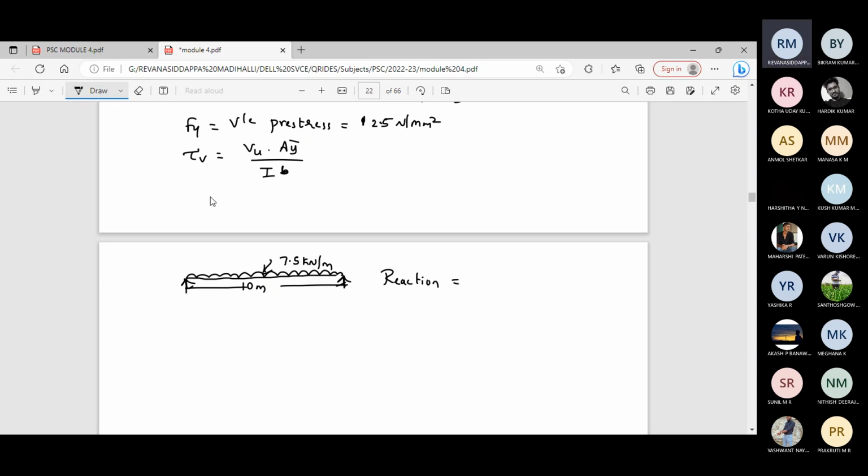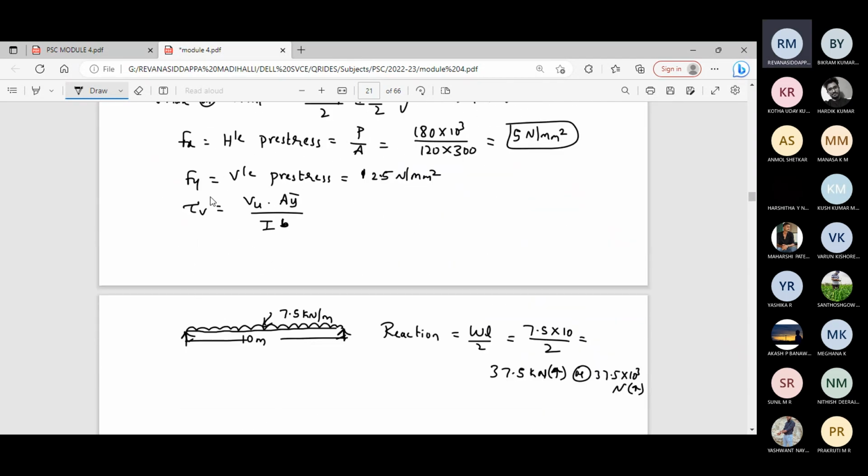At the support, the reaction will be WL by 2, which is equal to 7.5 into 10 divided by 2. What is the answer? It is 37.5 kilonewton, that too in upward direction, or 37.5 into 10 power 3 Newton.